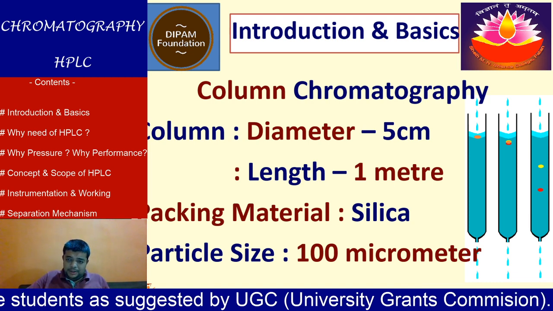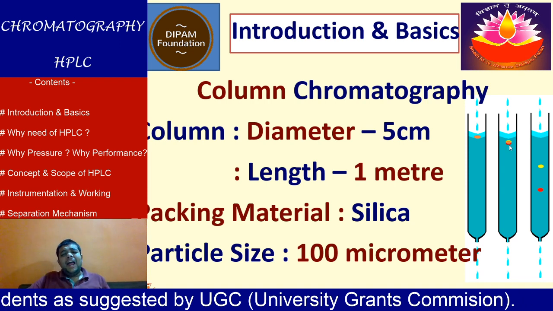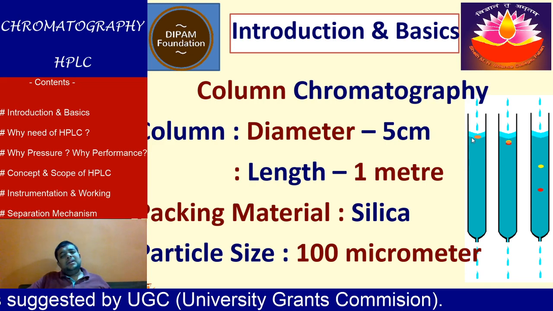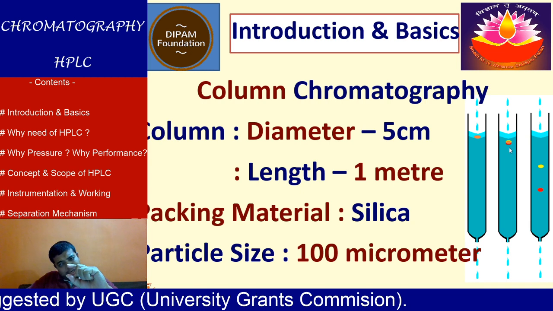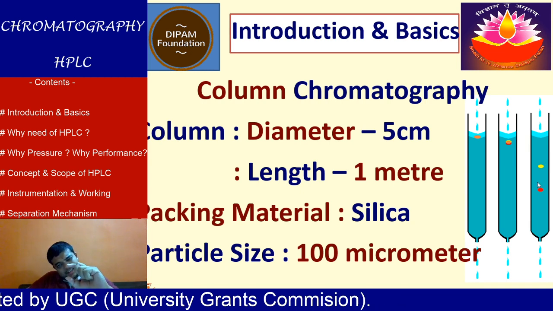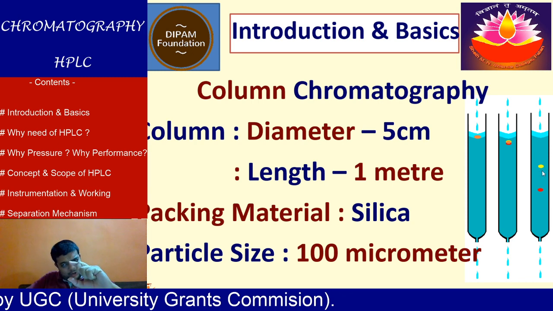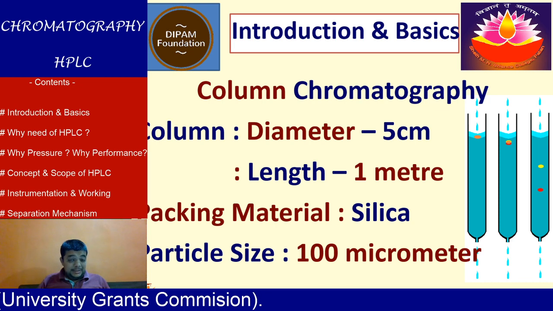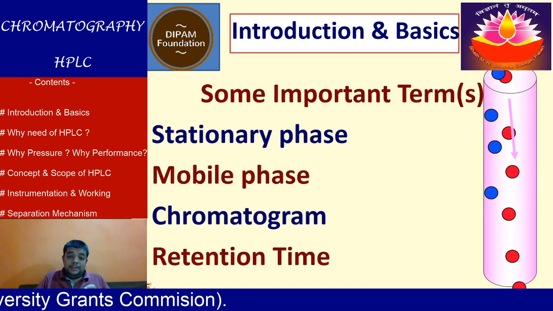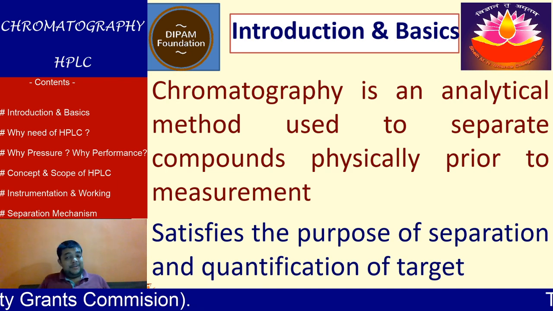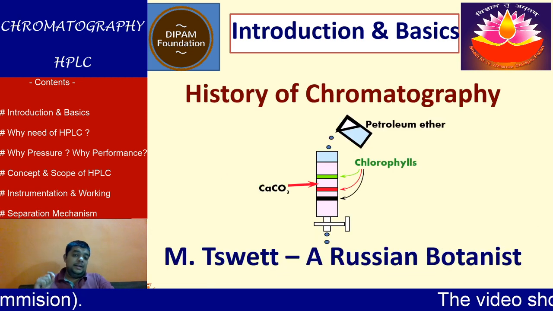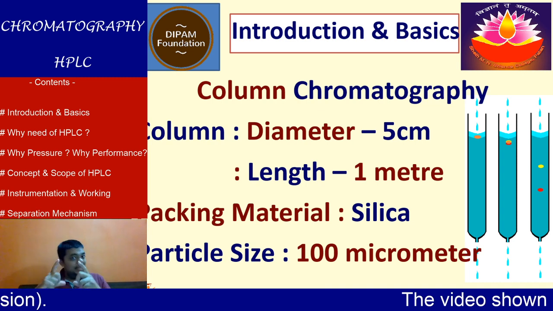When it passes through the column, due to some interaction with the stationary phase and the mobile phase, this orange color mixture gets separated physically. You can see in the extreme right photographed column that these two components are separating. This will draw you back to this slide where you can read very precisely. It is an analytical method used to separate compounds physically prior to measurement. So it's a physical separation.